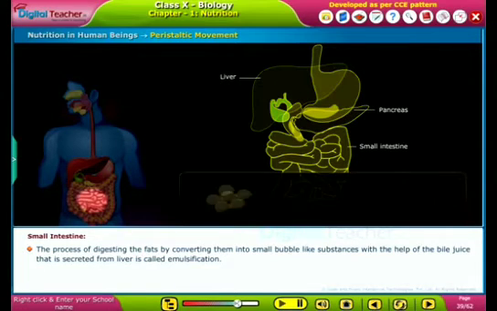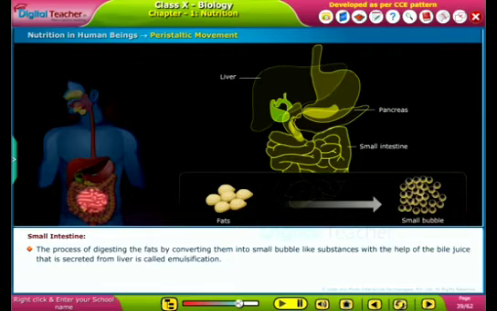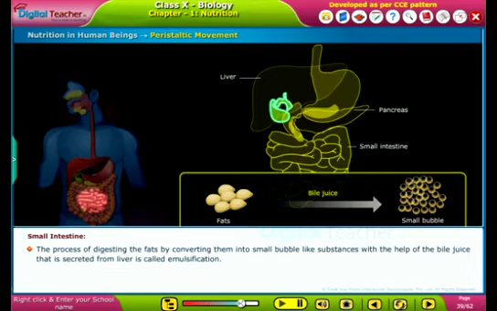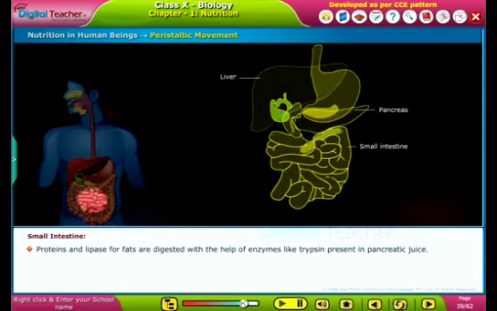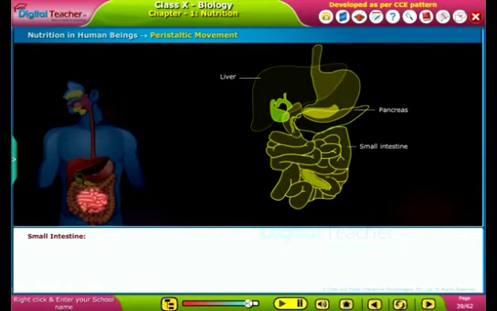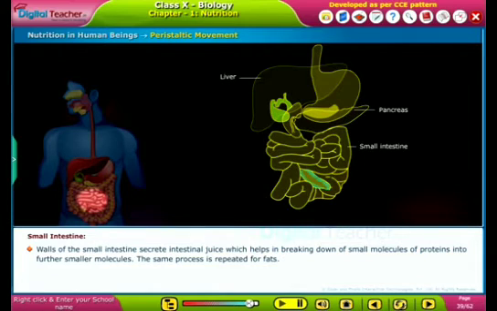The process of digesting the fats by converting them into small bubble-like substances with the help of the bile juice that is secreted from liver is called emulsification. Proteins and fats are digested with the help of enzymes like trypsin and lipase present in pancreatic juice. Walls of the small intestine secrete intestinal juice, which helps in breaking down of small molecules of proteins into further smaller molecules. The same process is repeated for fats.